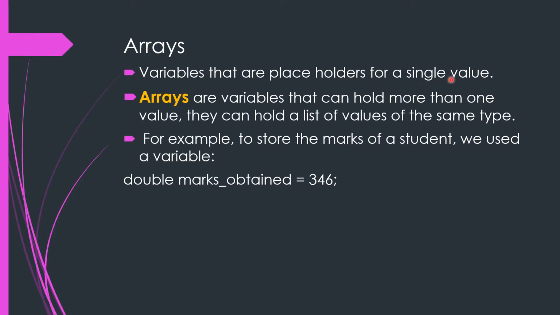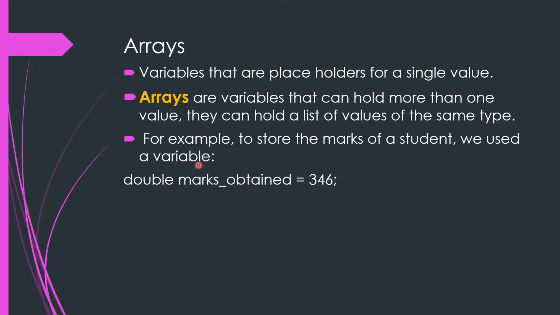So for this purpose, we have introduced the concept of array. What are array? Array are variables, but special type of variables. How? Because they can hold more than one value. They can hold a list of values of the same type. Means arrays are those variables which will be acting as the placeholders for more than one value, and which type of values? The values of the same type. We are going to understand this through the example. It will be clear to you.